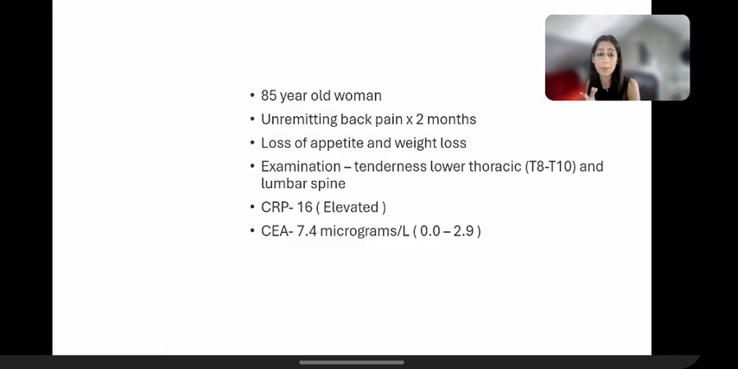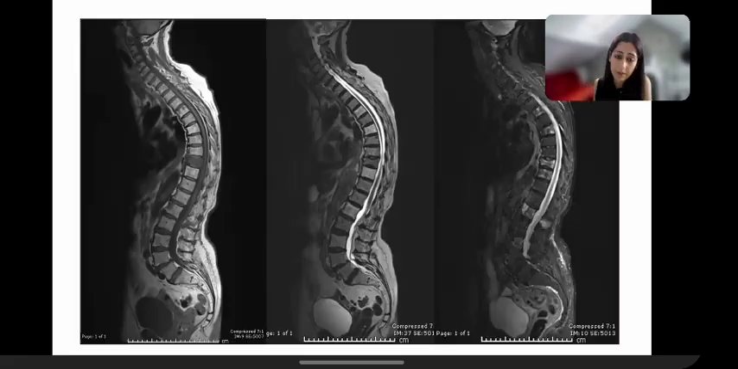Now, there are just a few interesting cases of something that we see, and something that I thought it's interesting to share with you. So I have 3 cases, and probably that's the end of this talk. So this was an 85-year-old woman who presented to us with unremitting back pain for 2 months. She had constitutional symptoms of loss of appetite and weight loss. CRP was a bit elevated. CEA was 7.4, a bit high.